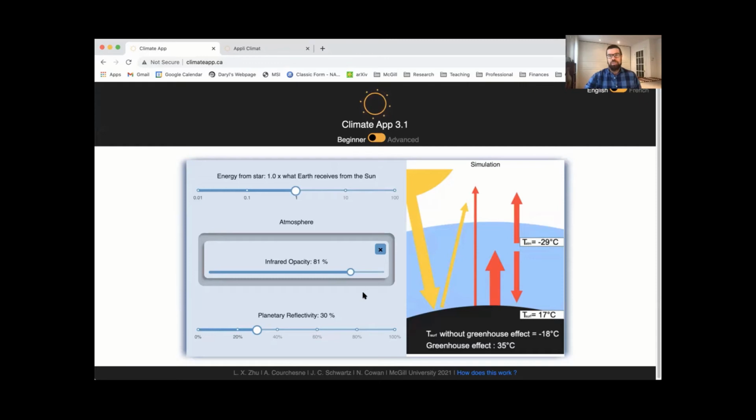A fun one is the faint young sun paradox. So as we might teach students in astronomy 101, during the main sequence lifetime of the sun, the sun is going to get a little bit brighter, and that's connected to fusion going on in the core. But the bottom line is that the sun, over the course of billions of years, gradually gets brighter. The inverse of that is that if you turn back the clock and you consider what the sun looked like a few billion years ago, the sun would have been fainter than it is now.